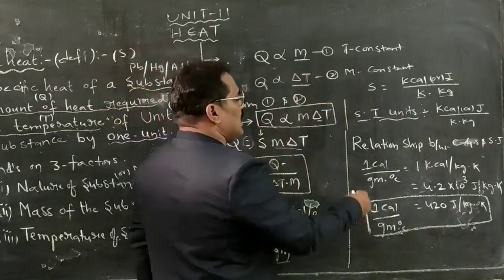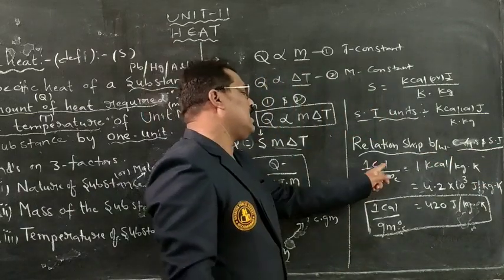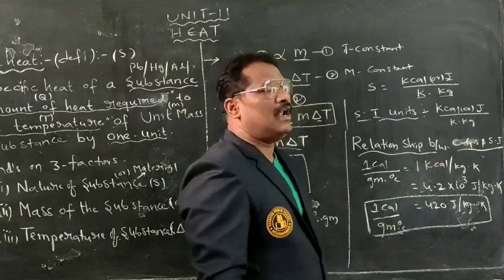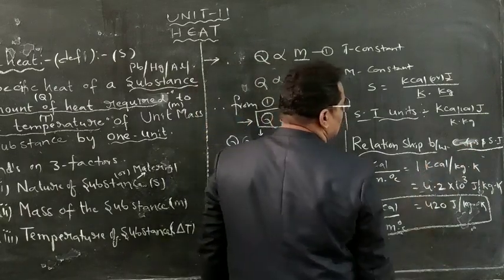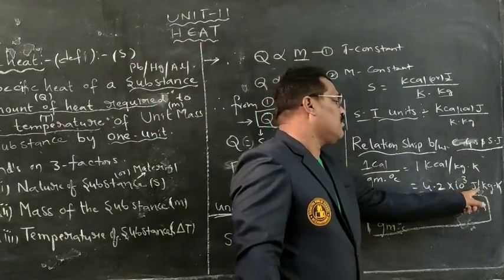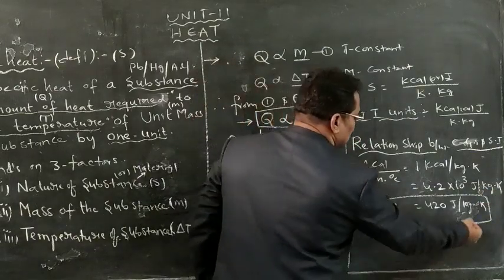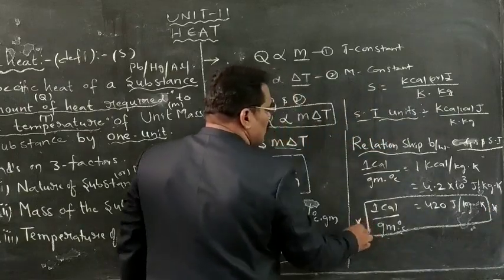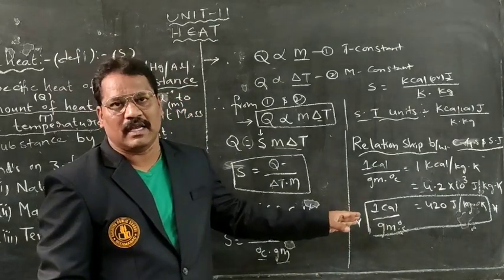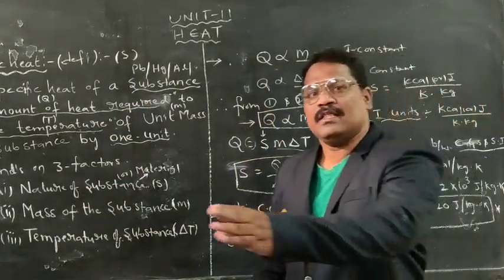If you frame a relationship between the CGS system and the SI system, we get 1 calorie per gram per degree Celsius is equal to 1 kilocalorie per kg into Kelvin. We know that 1 calorie is equal to 4.2 joule. Therefore, 4.2 into 10 to the power of 3 joule per kg per Kelvin. At last, 1 calorie per gram per degree centigrade is equal to 4200 joule per kg per Kelvin. This is the total introduction of what we are going to study regarding the topic.